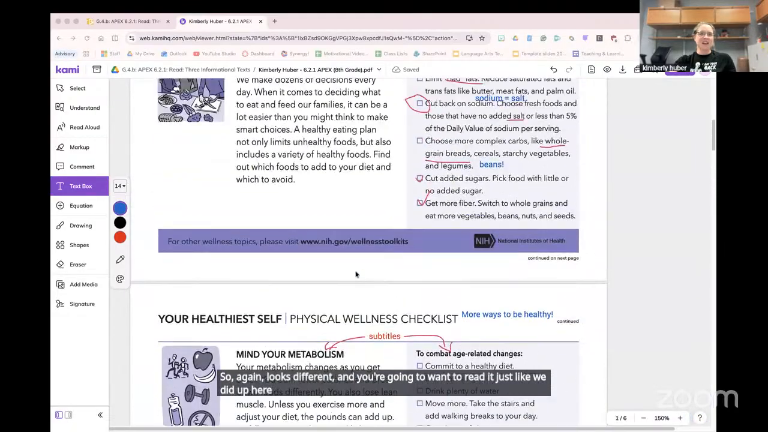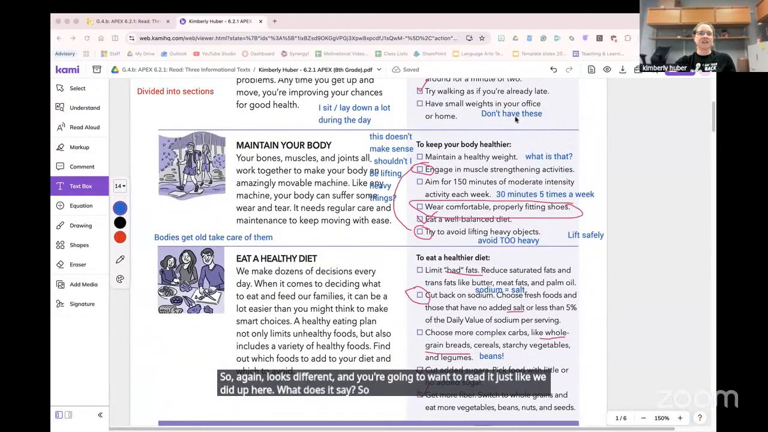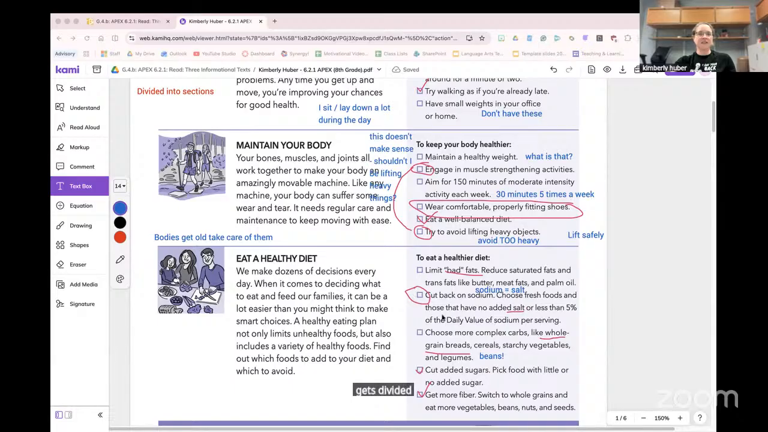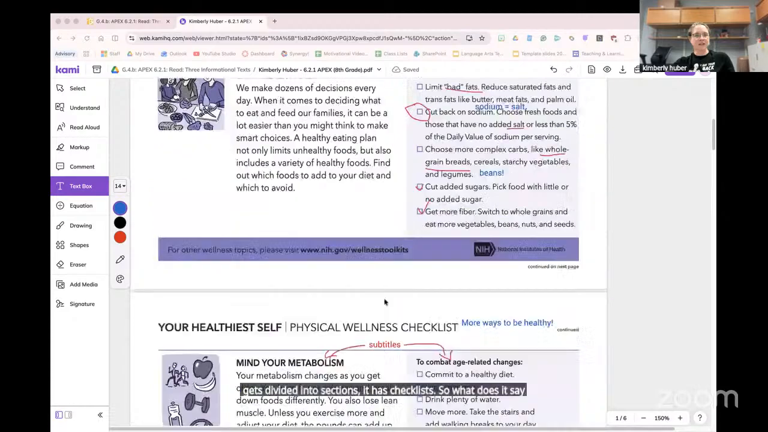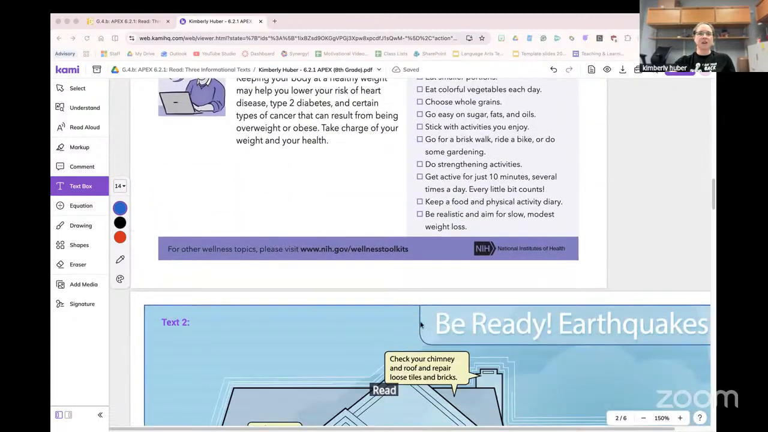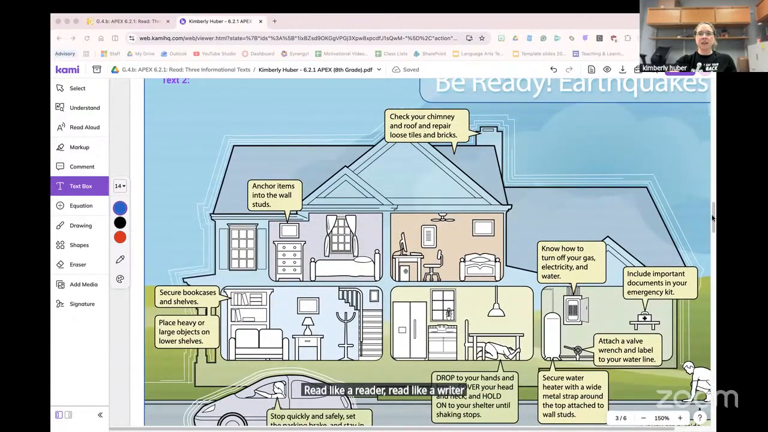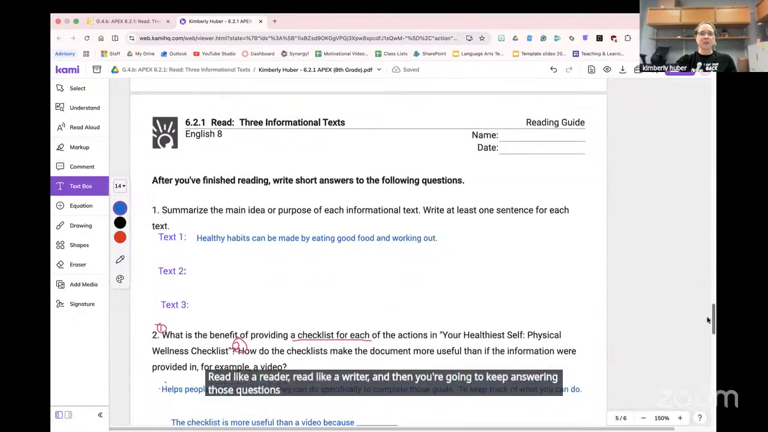What does it say? So we did what does it say in the blue and how is it written? It's divided into sections. It has checklists. So what does it say? How is it written? Read like a reader, read like a writer. And then you're going to keep answering those questions at the bottom.